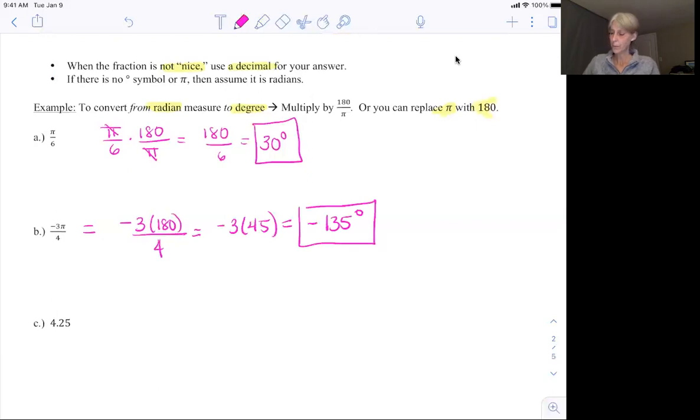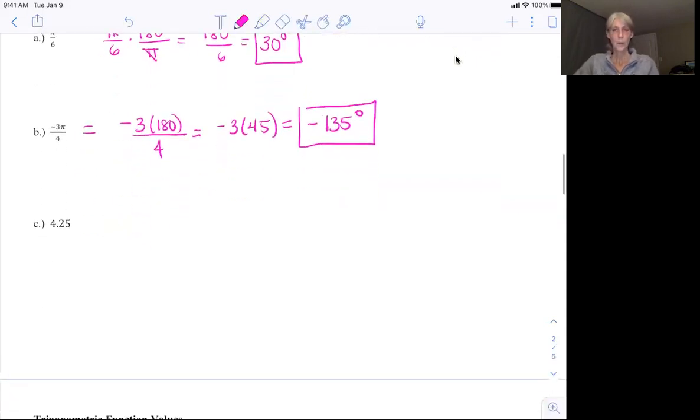Once again, decimal. Now notice the difference. When we give you a pi, there's a mistake here. This should be 4.25 radians. When we give you a pi in the angle measure, you don't have to write the word radians. It's assumed it's radian measure. But if you just have a decimal, then we're dealing with radians. We should really include the words.